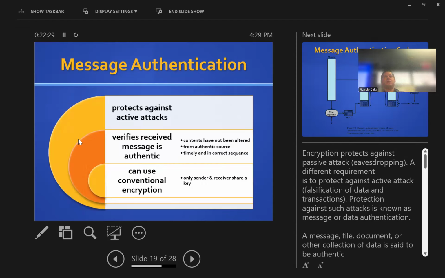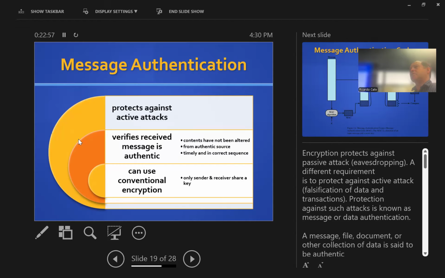Message authentication, we talked about this one. This relates to what pillar? Message authentication, MAC, hash, integrity. Yes, don't forget those things. That's pretty important. It protects against active attack and verifies the received message is authentic. Now, does it care about confidentiality? Not necessarily. The key pillar is integrity.